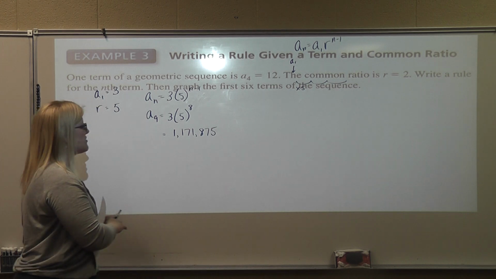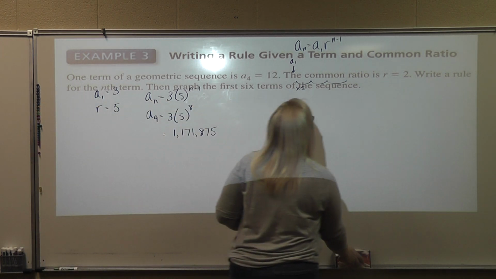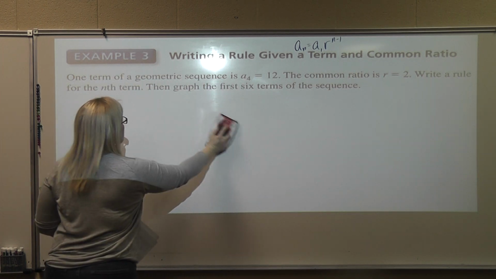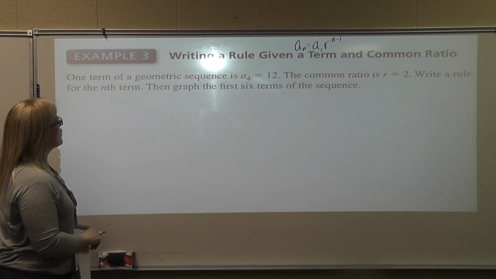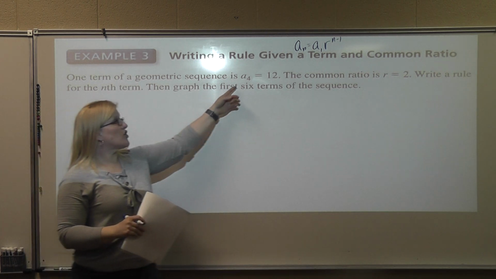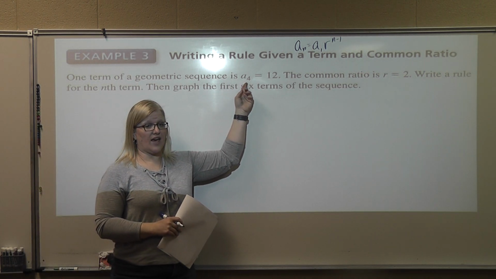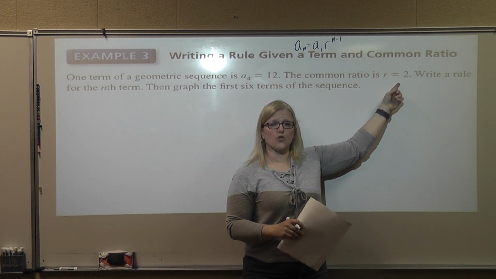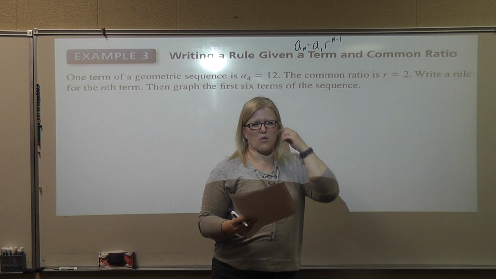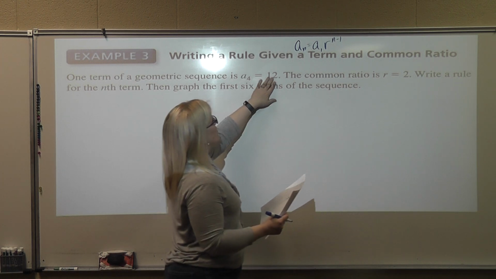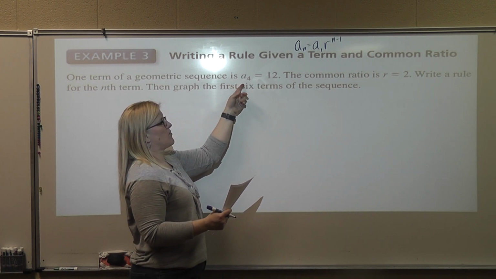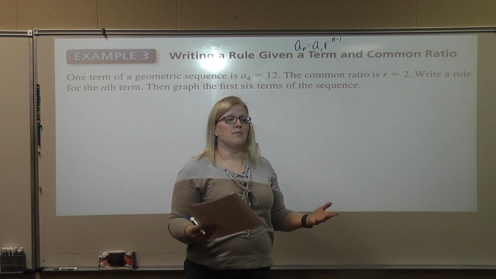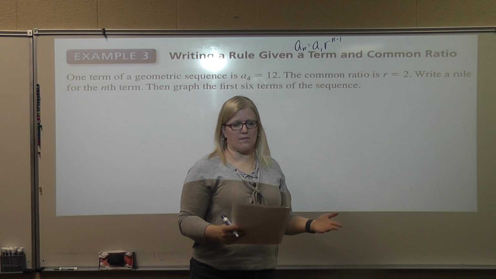All right, so again, we did the same kind of thing with the arithmetic sequences. What do we do when we have one term? This is not a sub 1. We have a sub 4 is 12, and the common ratio is 2. Well, we could work backwards. We could do 12 divided by 2 would give me a sub 3, and that divided by 2 would give me a sub 2. You really could do that, okay? But let's look at this a different way.